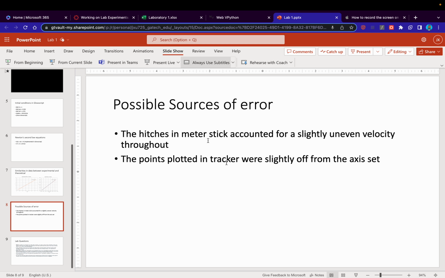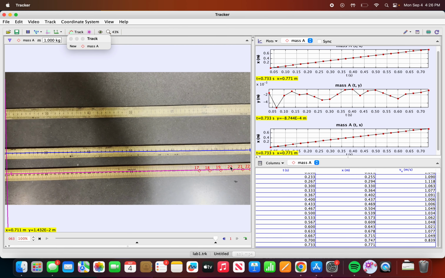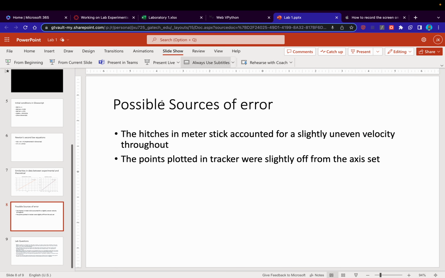Now, some possible sources of error for my lab include hitches in the meter stick, which could be rough, or account for a slightly uneven velocity throughout. So they have a slight force on the ball as it moves across the track. And the points plotted in Tracker were slightly off from the axis set, which I will show right here. They could be slightly off. As you can see, there are some fluctuations.